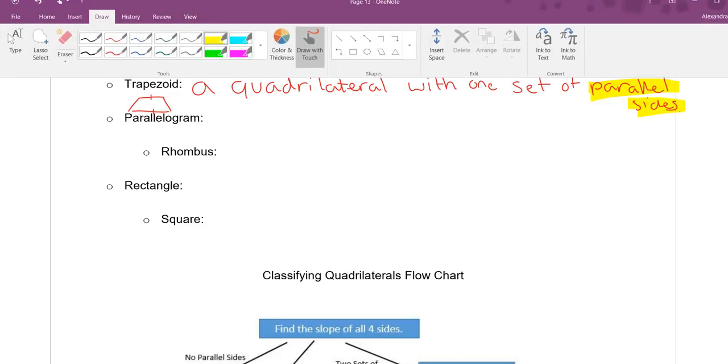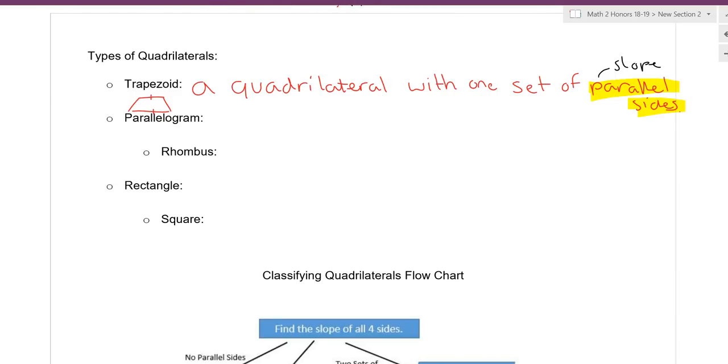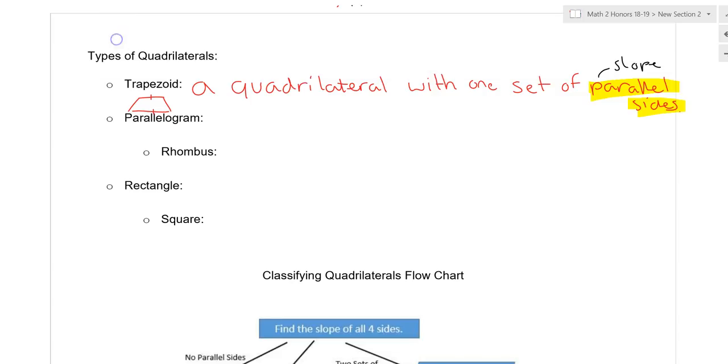And we know with parallel sides, we need to find slope. So kind of thinking about these things as we're going through our definitions. All right, our next one.